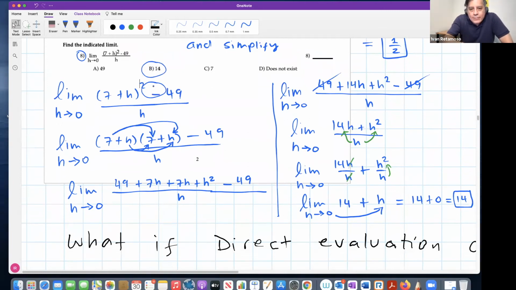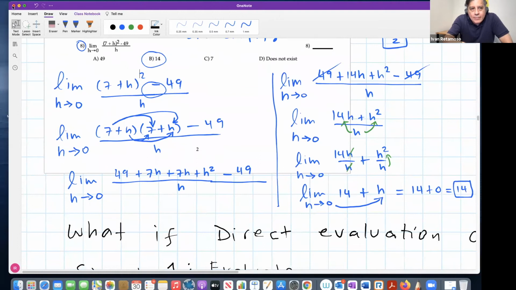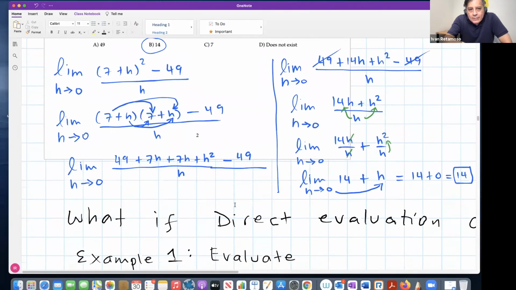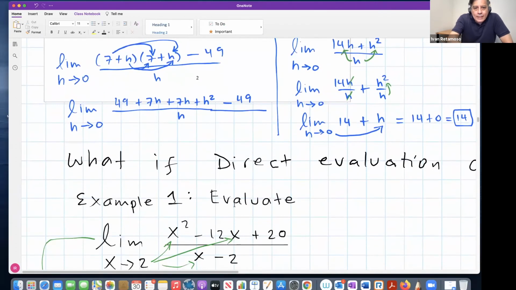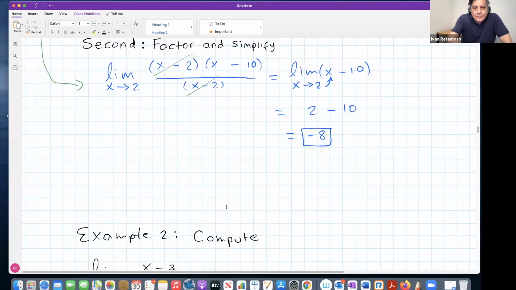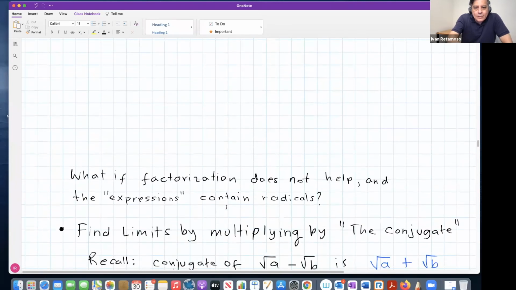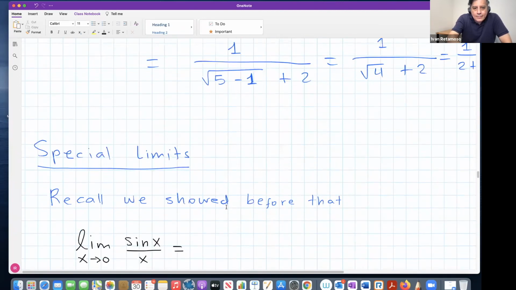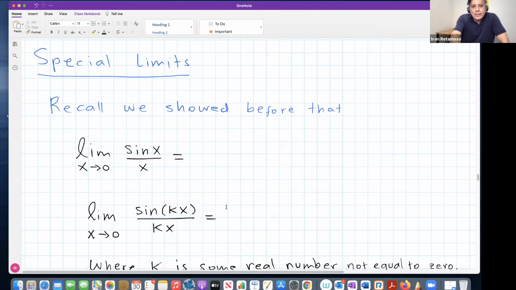Now we have to talk about trigonometric expressions, right? So what if direct substitution doesn't work? I will talk about this. Now let's talk about these trigonometric expressions. Special limits, I call them.